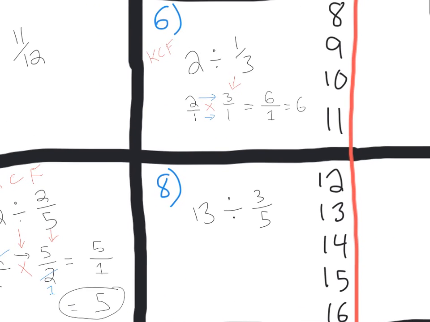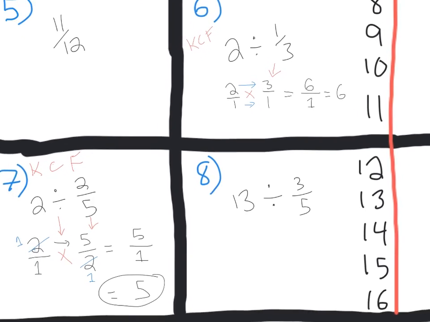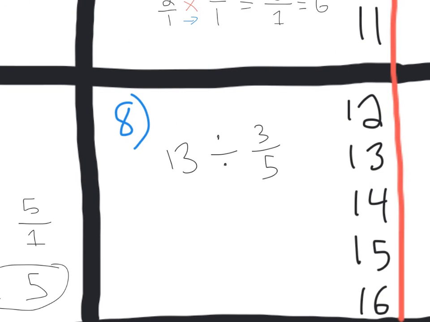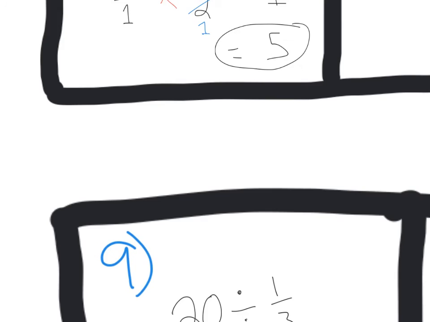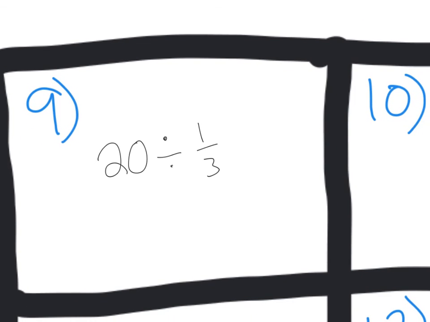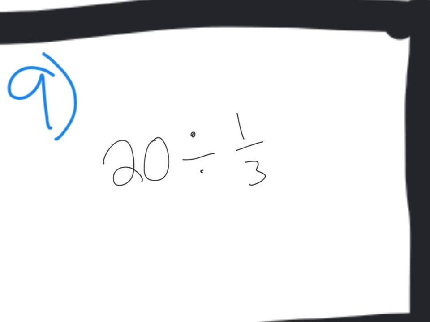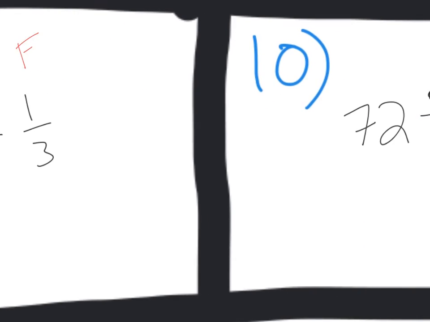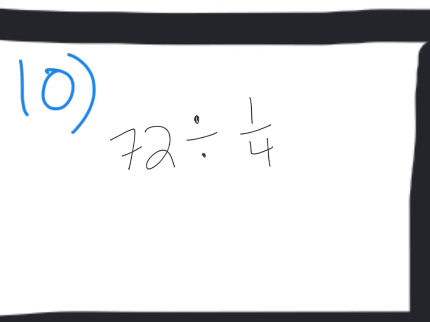Okay, I'm going to let you guys do the rest on your own. You've got number 8 right here, 13 divided by 3 over 5. Number 9 and 10 are word problems, and if you're struggling to make sense of the word problem, I want you to actually be able to focus on the math here, so I went ahead and wrote the division problem for you. So number 9 should be 20 divided by 1/3. Once again, you're going to use the keep, change, flip concept. And for number 10, you have 72 divided by 1/4.